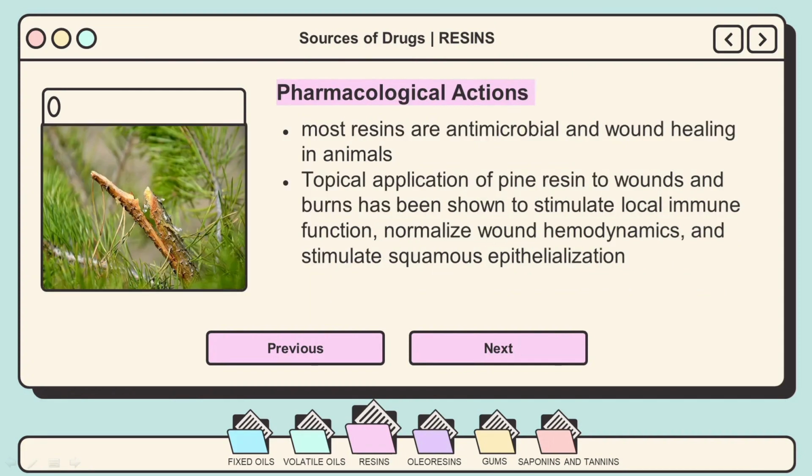For its pharmacological actions, most resins are antimicrobial and wound healing in animals and also in the plants that secrete them. Topical application of pine resin to wounds and burns has been shown to stimulate local immune function, normalize wound hemodynamics, and stimulate squamous epithelialization.